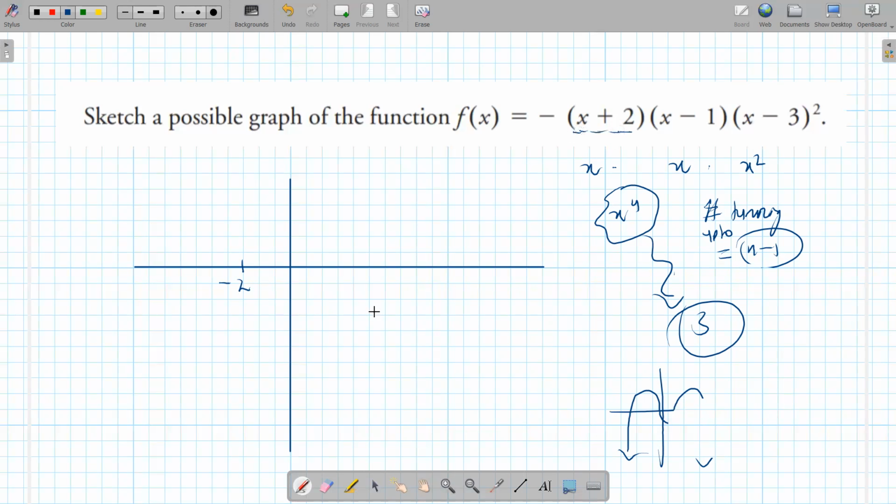Once you've deciphered that, find the x-intercepts. You see x plus 2? That means there's an x-intercept at -2. Flip the sign. For x minus 1, the intercept is at +1.